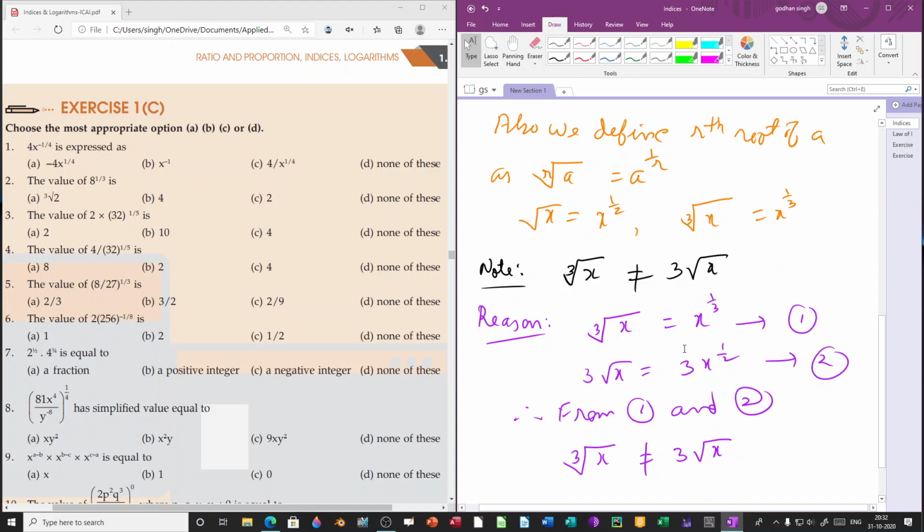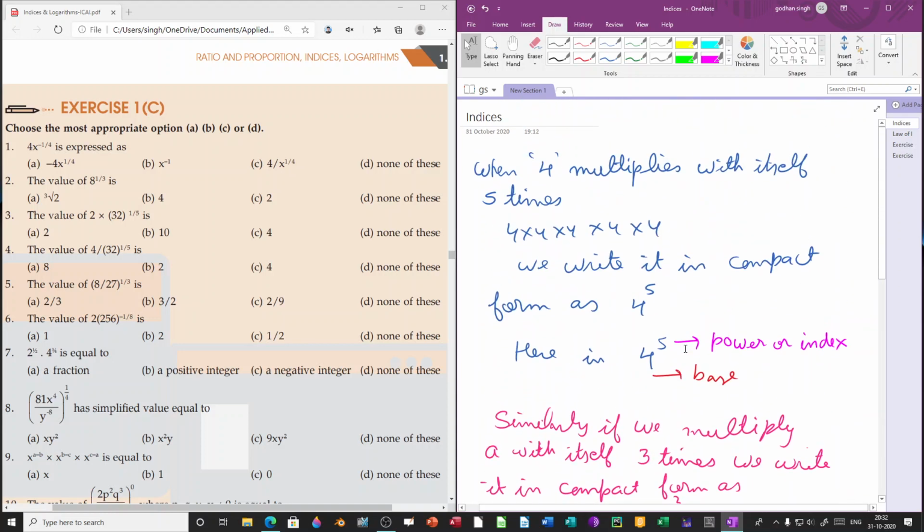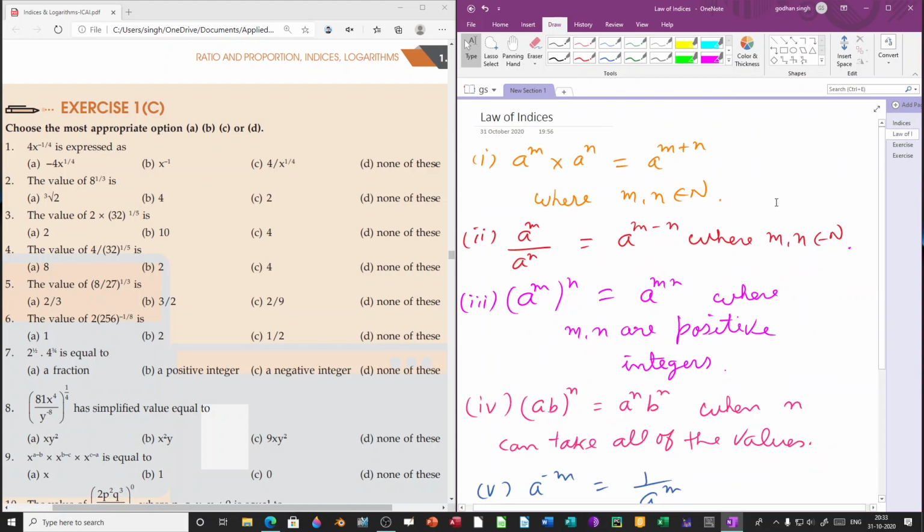So they are totally different things. Now let us go to the rules of indices that we have learned in our lower classes also. So we will go through the laws of indices. The first one is a raised to m into a raised to n equal to a raised to m plus n. That is, when the base is the same, then we can add the powers.